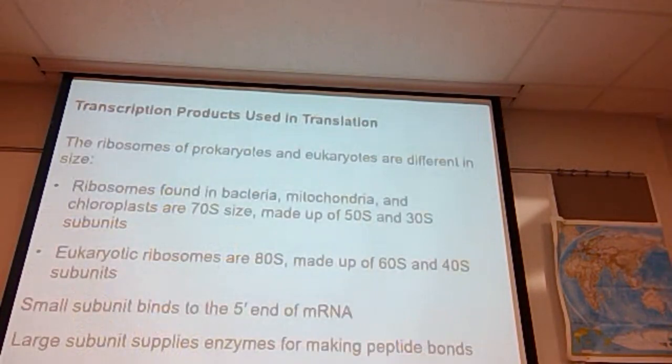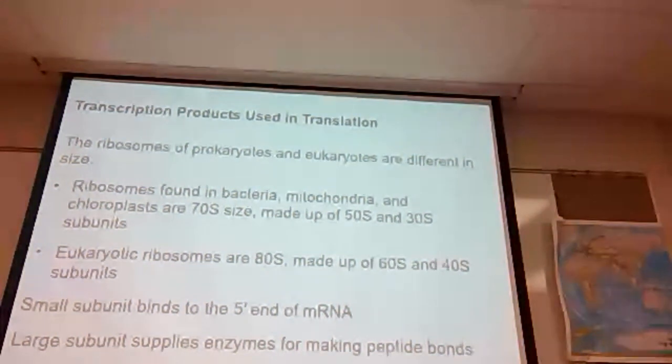All right, transcription products used in translation. The ribosomes of prokaryotes and eukaryotes are different in size. Ribosomes found in bacteria, mitochondria, and chloroplasts are of the 70S size, made up of 50S subunits and 30S subunits. I know, why, if it's a 50S and a 30S, is it 70? No, we're not going to go into that great a detail. Eukaryotic ribosomes are 80S in size. They're made up of a 60S subunit and a 40S subunit.